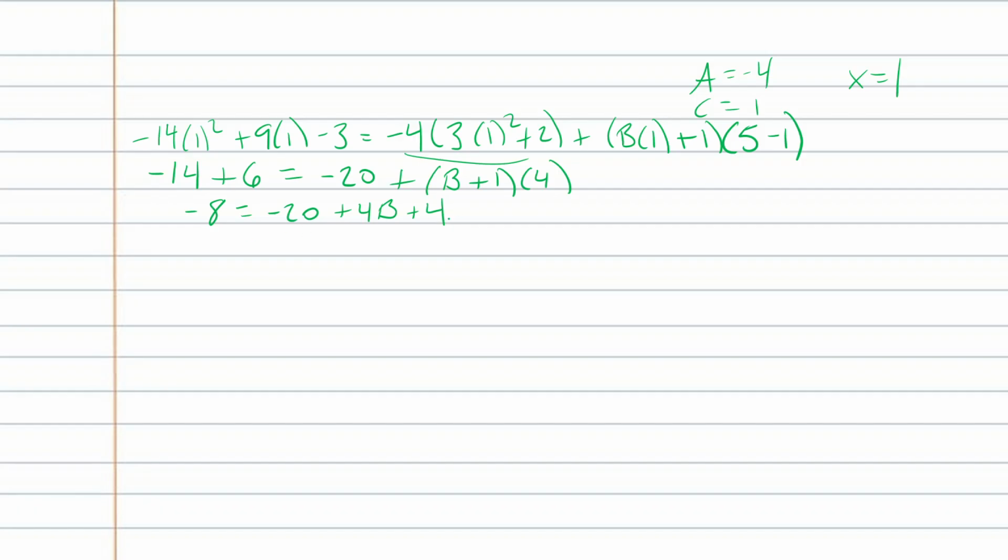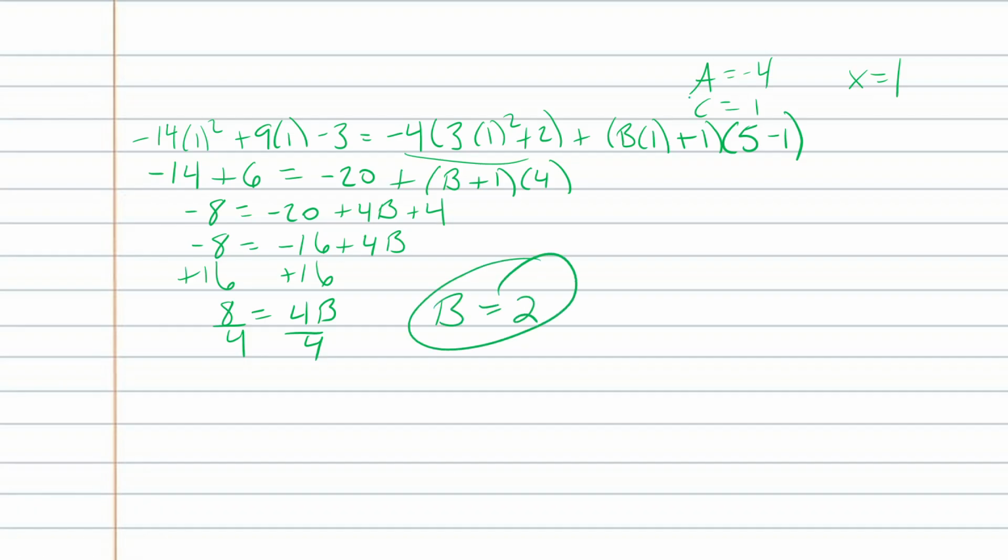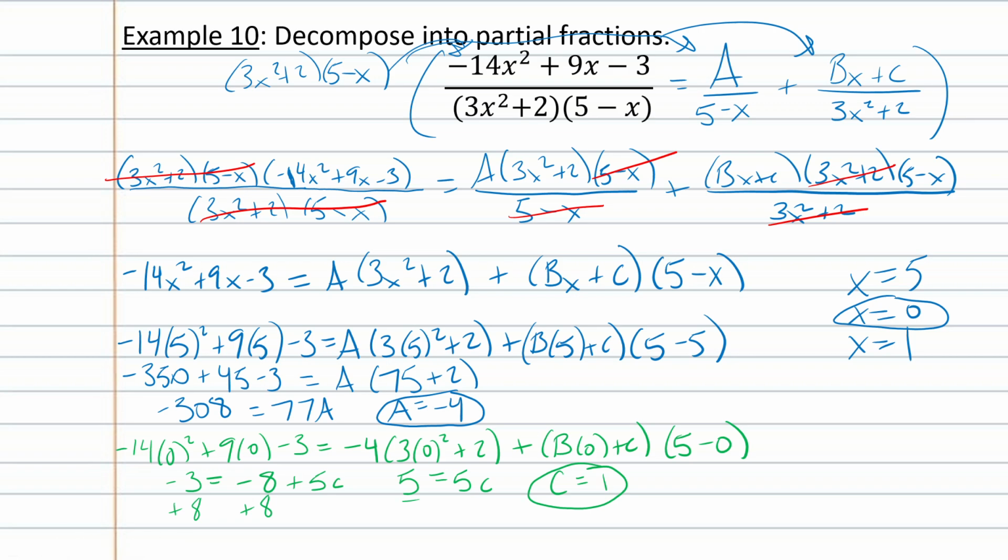Negative 20 plus 4 is negative 16, so I'm looking at negative 8 equals negative 16 plus 4b. Okay, if I add 16 over to the left-hand side, I'm going to get 8 equals 4b. If I divide by 4, I get that b equals 2. I have my a, I have my b, I have my c. There it is. Okay, now I just need to plug it back into our partial fraction.